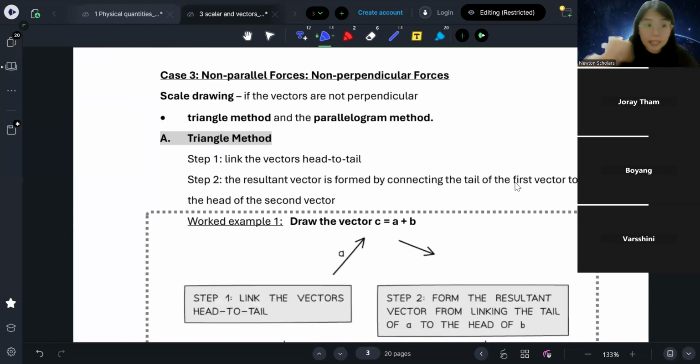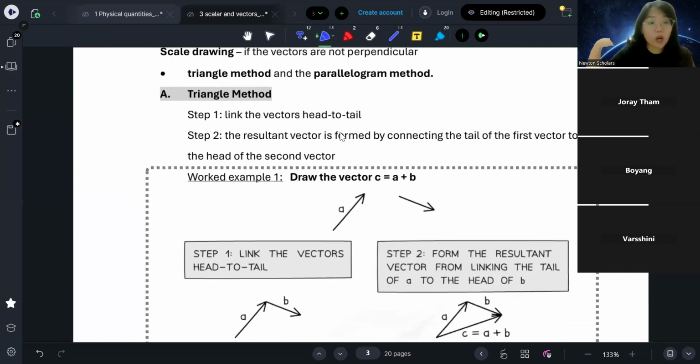Just now the force was at 90 degrees, which is easy. No need to use a scale diagram, we can use the mathematics of it. But what if, teacher, the forces are not perpendicular and not parallel? Okay, we have a few ways to solve this. There is the triangle method or the parallelogram method. This one we learned also.